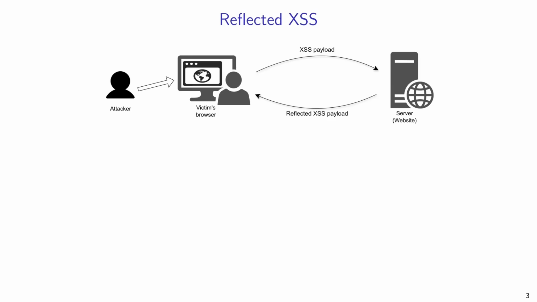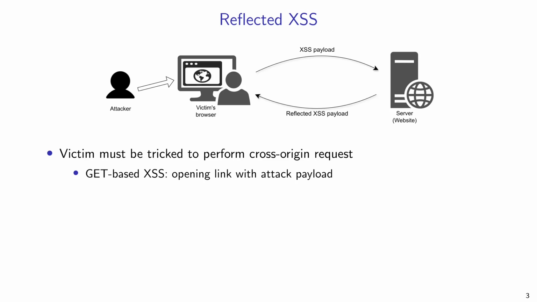Let's discuss more the exploitation of a reflected XSS vulnerability. So here we have an attacker who somehow tricks the victim's browser to make a request with an XSS payload to the vulnerable server, and as a result, the server reflects the XSS payload back to the victim's browser. So here, the victim must be tricked to perform a cross-origin request that contains the attack payload. In case of a GET-based XSS, this would mean opening a link with the attack payload, meaning that the attacker would have to send the link over email or paste it in a chat and make sure that the victim clicks on it. Here, a URL shortening service could be used to hide the attack payload from the link.